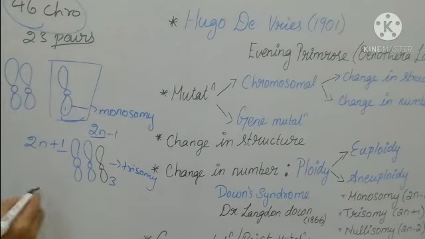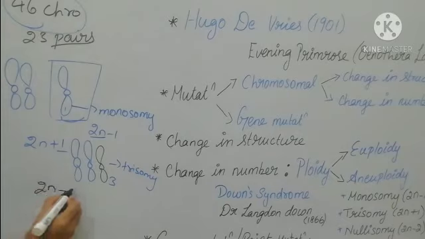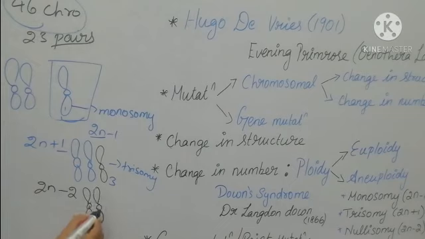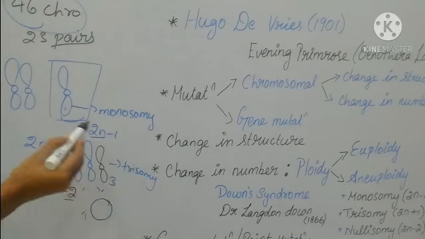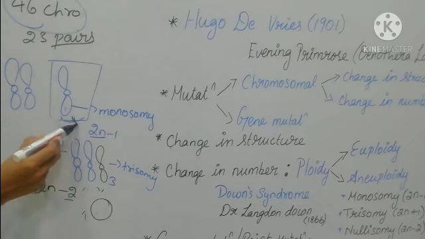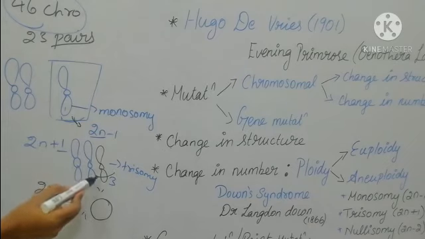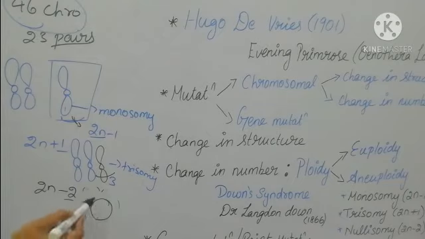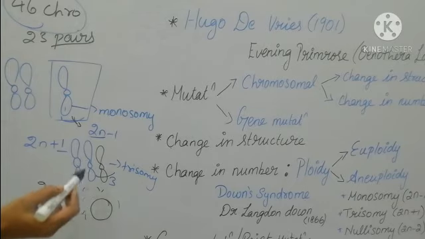Nullisomy is represented as 2n minus 2. We know that in a set 2 chromosomes are present, so minus 2 means both chromosomes get deleted. Then how many will be there? 0. So that is null, nullisomy. So in aneuploidy, in monosomy 1 chromosome is deleted, that is, it lost 1 chromosome. In trisomy it gained 1 chromosome, and in nullisomy it lost 2 chromosomes.